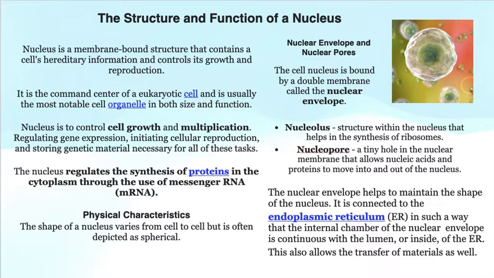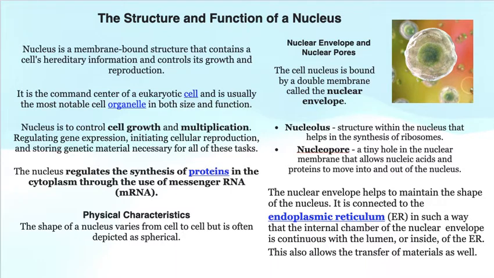The structure and function of a nucleus. This is another main organelle, or you can call it the brain. The nucleus is a membrane-bounded cellular organelle. This structure contains the cell's hereditary information and controls cell growth and reproduction. It is the command center of eukaryotic cells and is usually the most notable cell organelle in both size and function. The nucleus controls cell growth and multiplication, regulates gene expression, initiates cellular reproduction, and stores genetic material necessary for all these tasks.